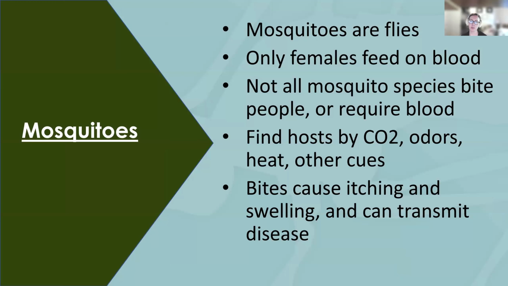Because mosquitoes are so specialized and so important for humans, sometimes we forget that they are actually a species of fly. So they have two wings like other flies, as opposed to four like most insects. Only the female mosquitoes feed on blood. This is different than ticks where the males and females feed on blood. As I mentioned, not all mosquitoes bite or bite people.